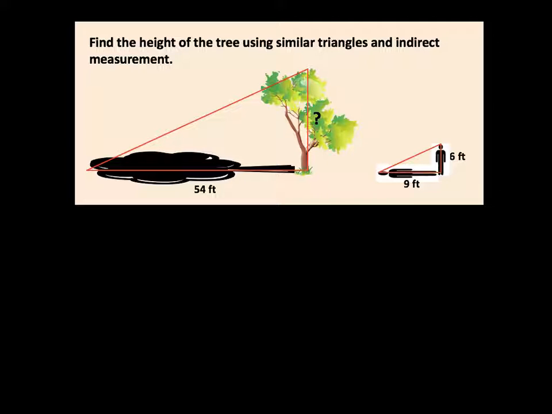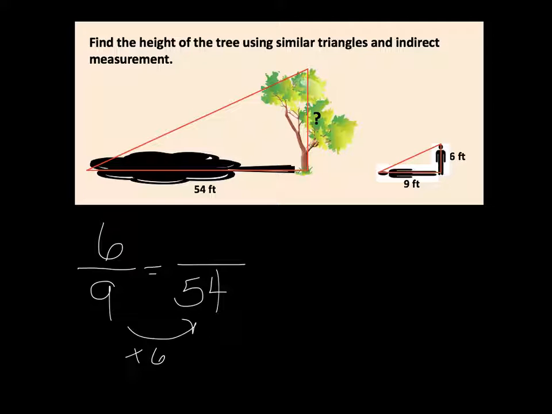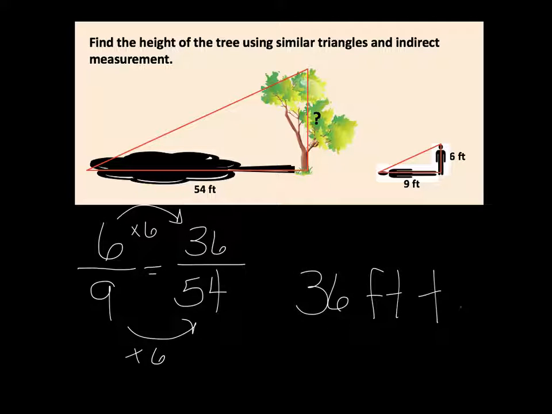So let's go ahead and set up and show a ratio. The height of the man compared to the length of his shadow is equal to the height of the tree over the length of the shadow of the tree. So from 9 to 54, that's a times 6. If the shadow is 6 times bigger, that means the height of the item we're looking at has to be 6 times bigger. 6 times 6 is 36. So we would say that this tree is 36 feet tall.